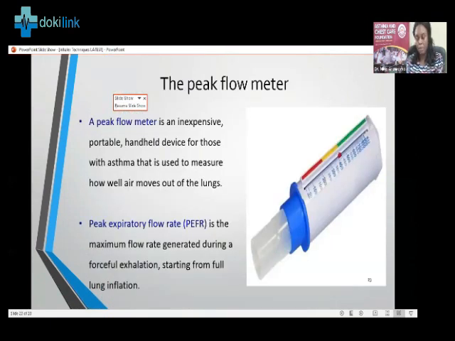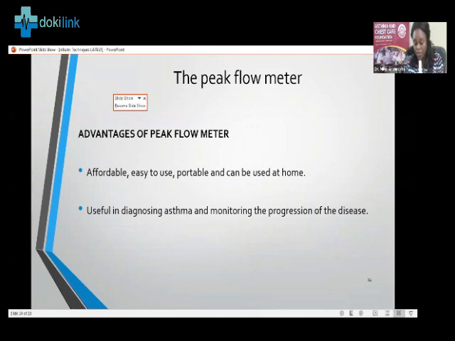Now, I'd also like to talk about the peak flow meter. The peak flow meter is an inexpensive portable handheld device that is used to diagnose asthma and also for monitoring. It measures the peak expiratory flow rate, which is the maximum flow rate generated during a forceful exhalation starting from a full lung inflation. The advantage of the peak flow meter: it is affordable, easy to use, portable, and can be used at home. And every asthmatic patient should have a peak flow meter. It's useful, just like I said, in diagnosing asthma as well as monitoring the progression of the disease.